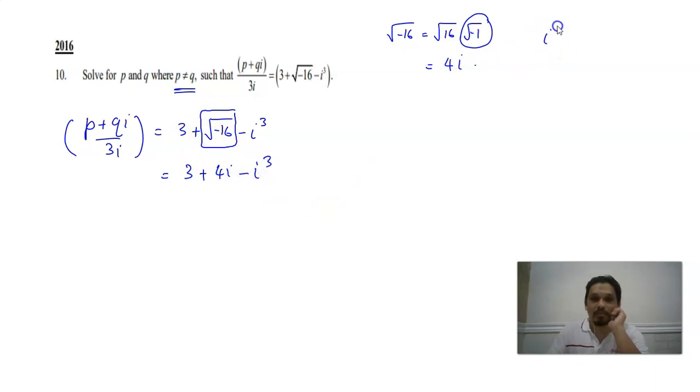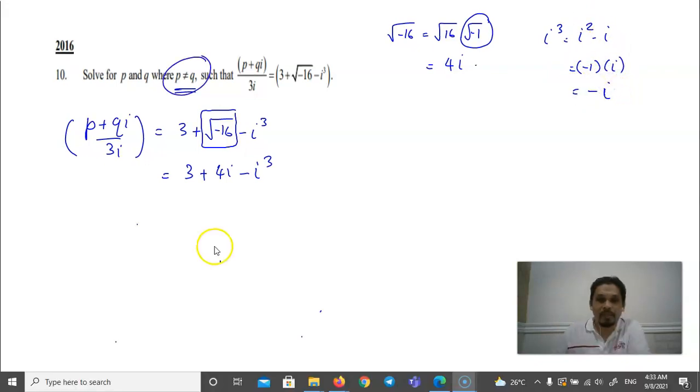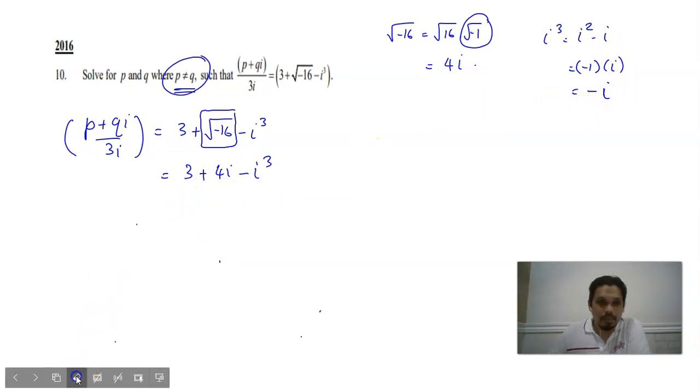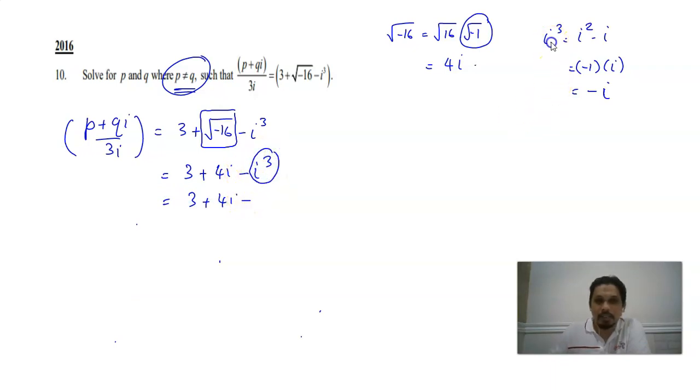And what about i cubed? i cubed is i squared times i, equal to negative 1 times i, equal to negative i. Okay, so now, 3 plus 4i minus i cubed itself. i cubed is negative i. So negative times negative, positive, so 3 plus 4i plus 1i equal to 3 plus 5i.